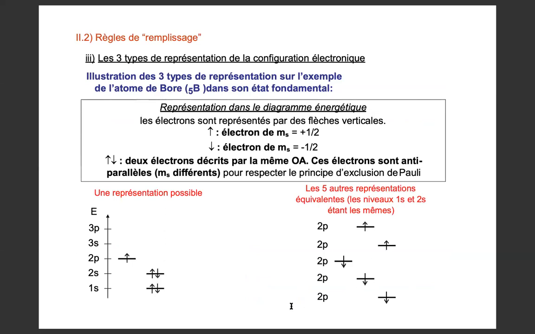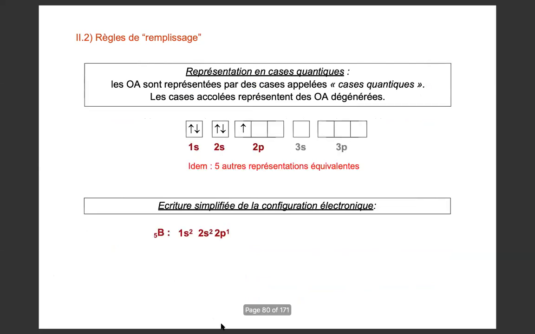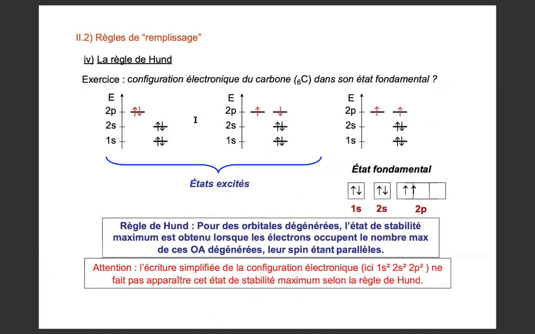You've seen how people draw energy diagrams. Some draw them towards this side, some draw them towards the other side. Is it clear? Okay. Then some might draw them with boxes here, représentation en case quantique. So this is a règle de Hund.